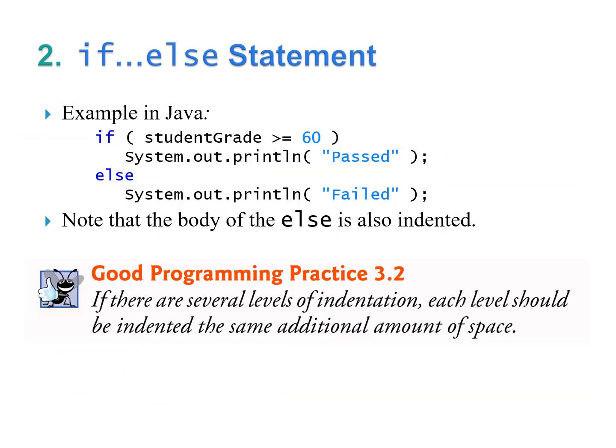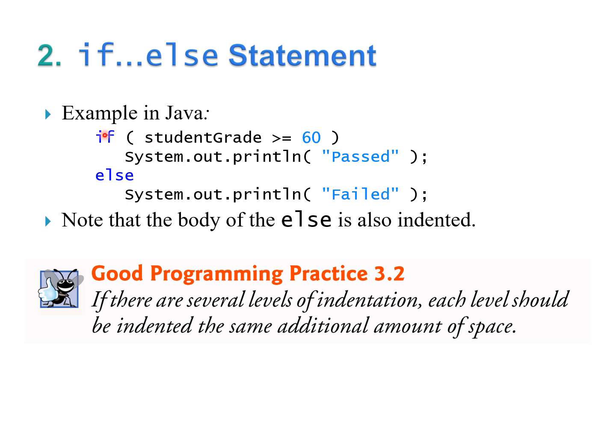Here is an example of an if-else statement. In this example, the condition is student grade larger than or equal to 60, where student grade is a variable. And the yes statement is system.out.println pass, which is to print out the string pass. And the no statement is to print out the string failed.